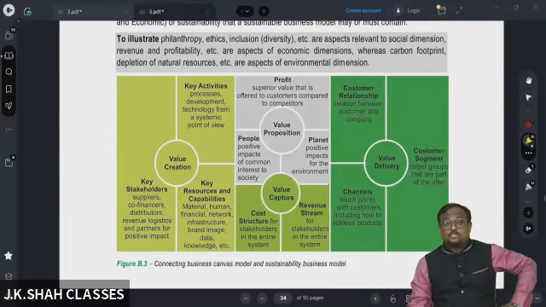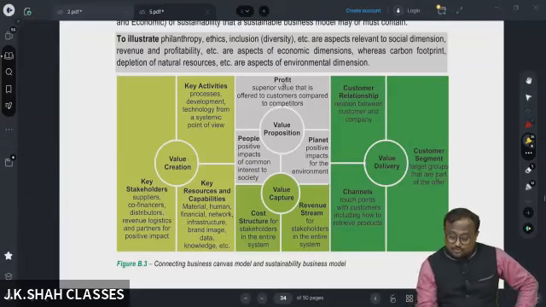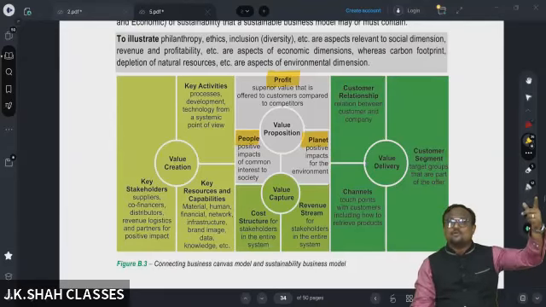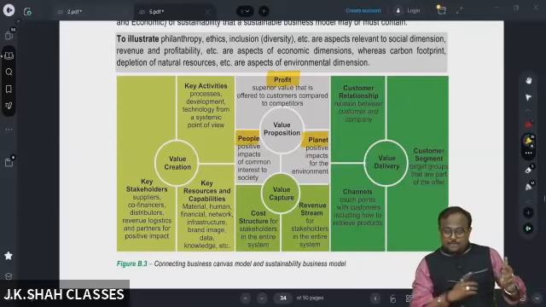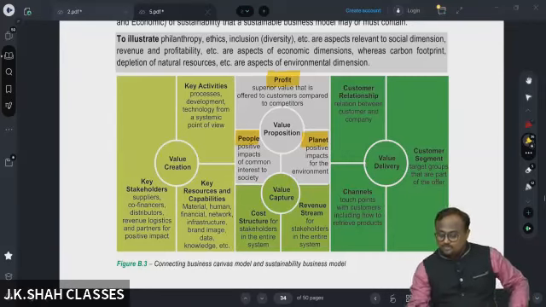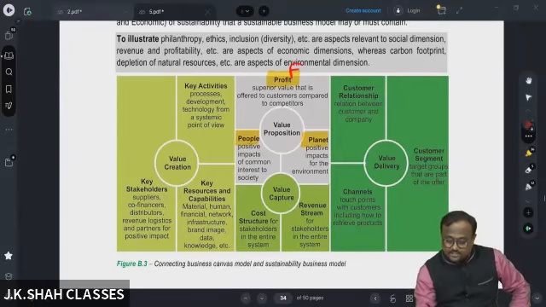Why do we do this? What is a requirement? What is a goal? One goal is profit. The second goal is people, and the third goal is planet. Planet, when we talk about it, is environment. People, when we talk about it, is social, and profit, when we talk about it, is financial. So this is financial, this is environmental, and this is social.